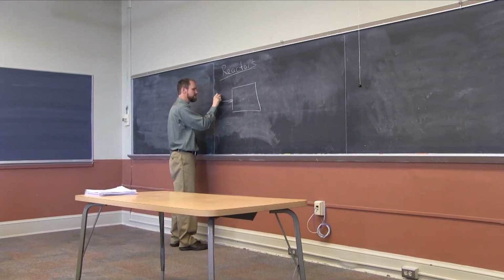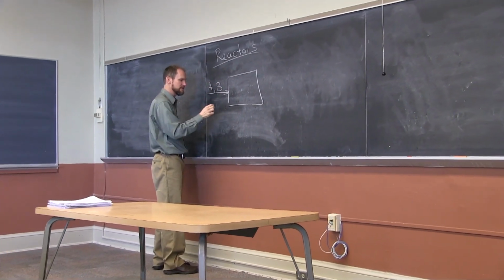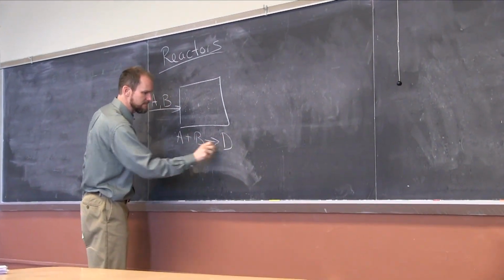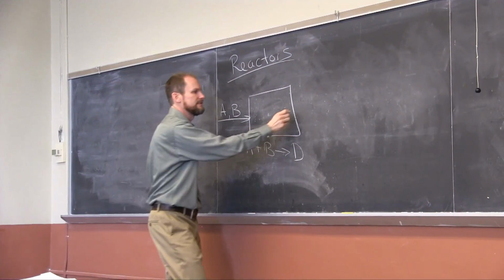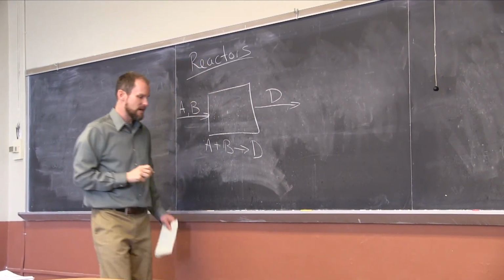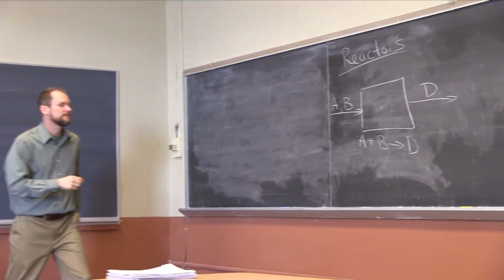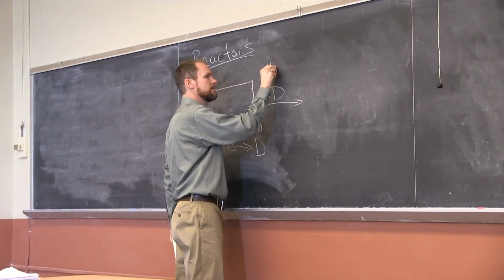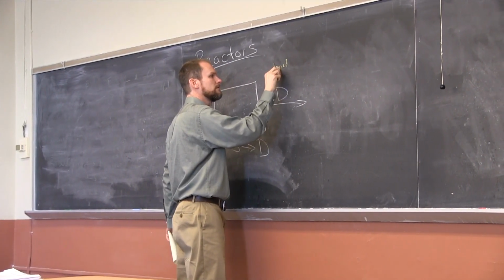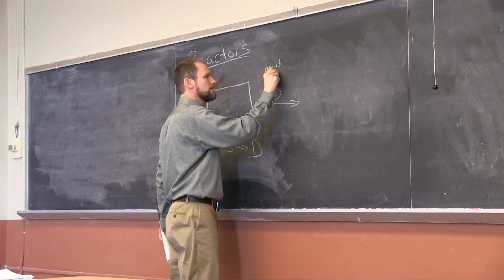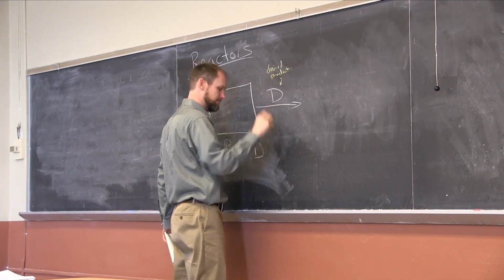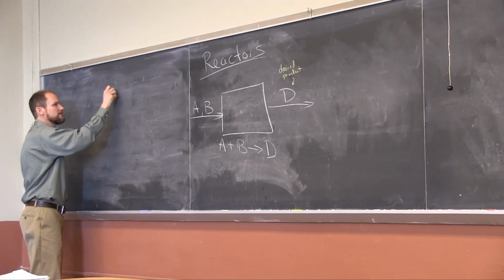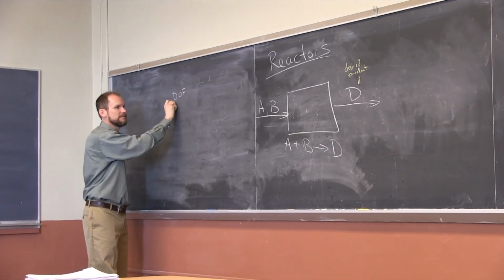In a general reactor, we might feed A and B. We might have a reaction where A and B go to some desired product. So the desired product comes out. This is a desired product. If we do that, we can do our degrees of freedom.